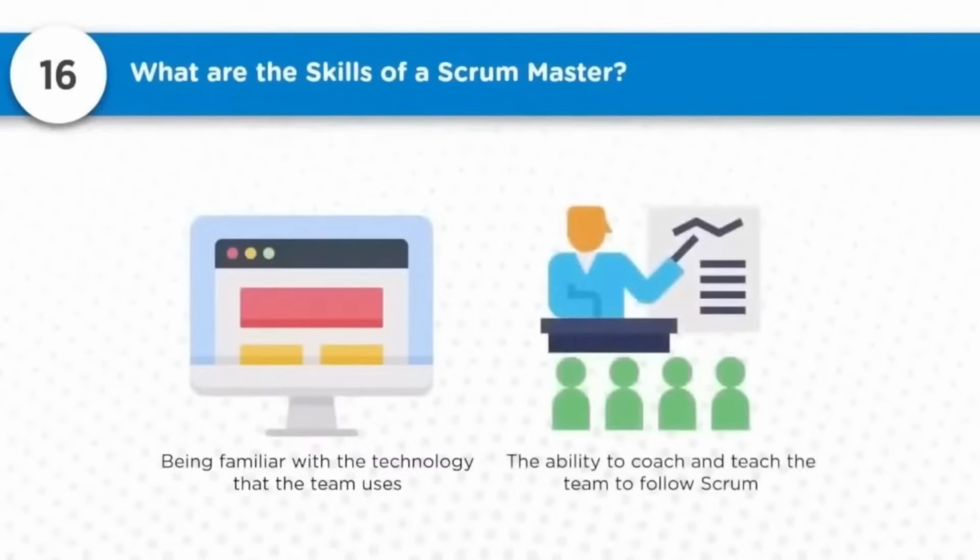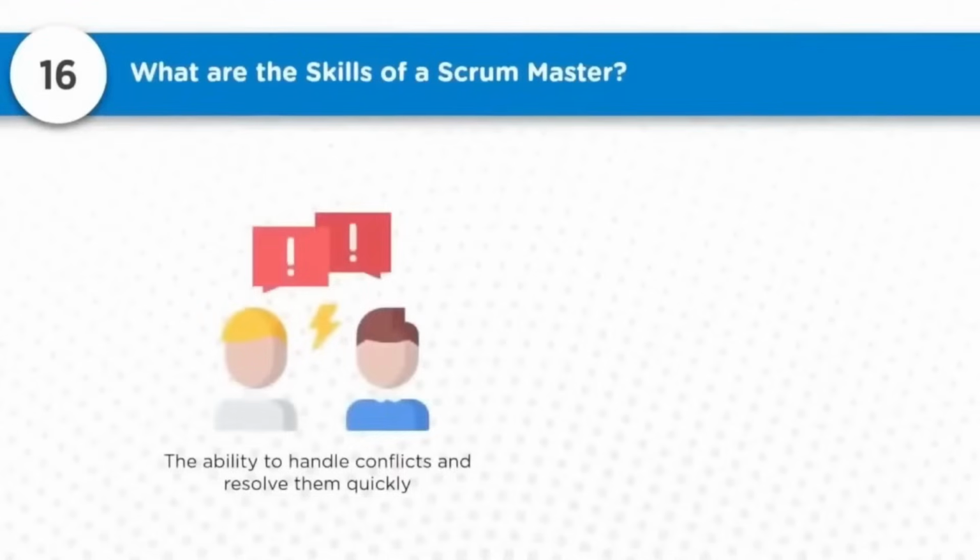And the Scrum Master should have an ability to coach and teach the team to follow Scrum and its methodologies, and be very clear about the terminologies, artifacts, and all the events that happen. The Scrum Master should have an ability to handle conflicts and resolve them quickly. So conflict is a scenario which would happen for various different reasons. However, when conflict occurs, the Scrum Master should not shy away from it. Own it and resolve it in the interest of the project.